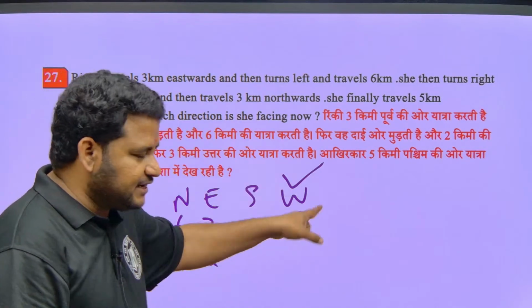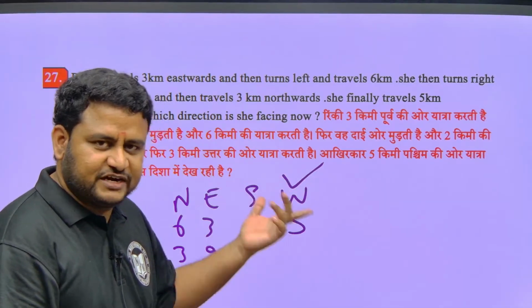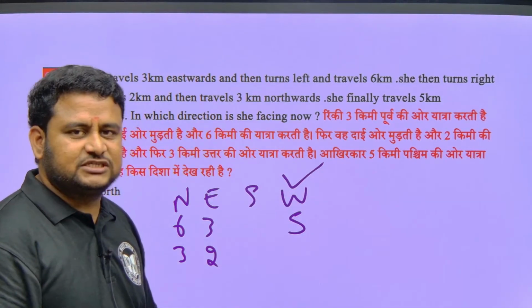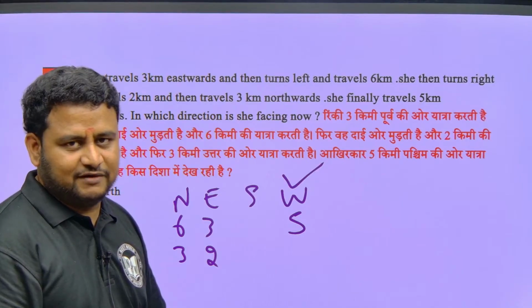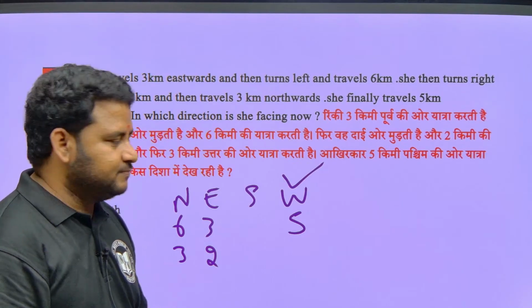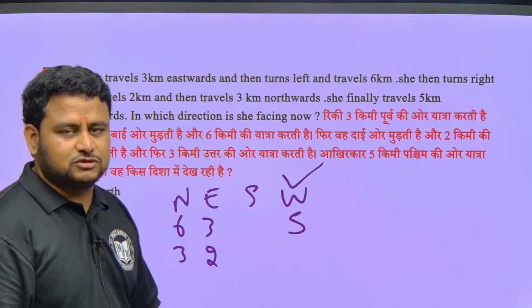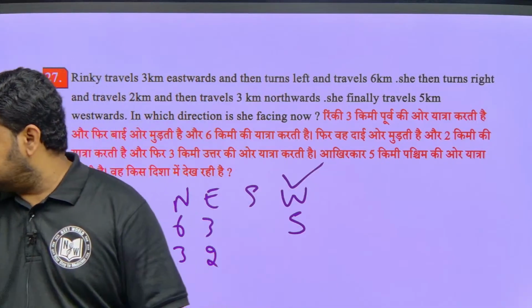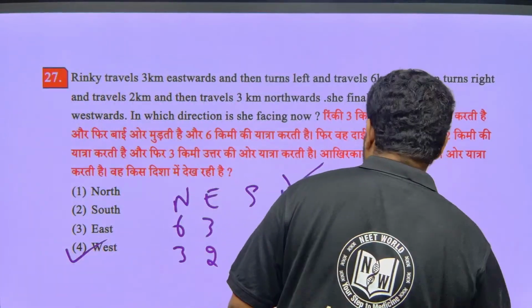Otherwise, if you draw the figure and solve, there are chances you may go wrong, or even if you get the right answer, it will take at least a minute or a minute and a half, at least 60 to 90 seconds. That's why please follow this method, you will be able to solve the question very easily. Got it, friends? Let us move to the next question.